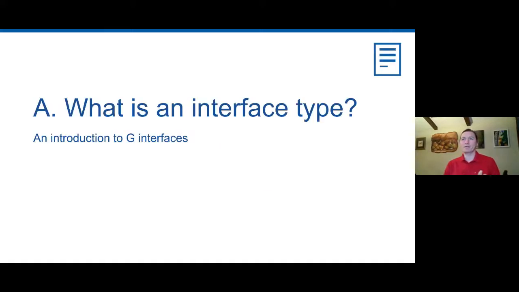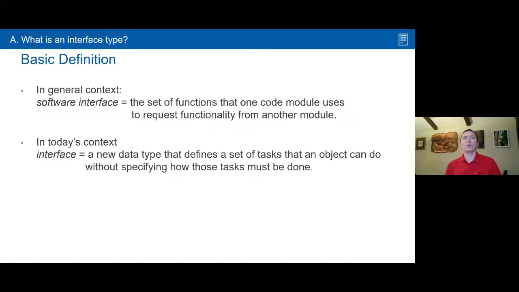So what is an interface type? In a general context, if we talk about a software interface, we have a set of functions that one code module uses to request functionality from another code module. It's anytime you group a block together, sometimes we'll call it an API, an application programming interface. See the interface word? Interface is like this chunk of functions, put them all together, and someone else is going to be calling those to get some functionality done.